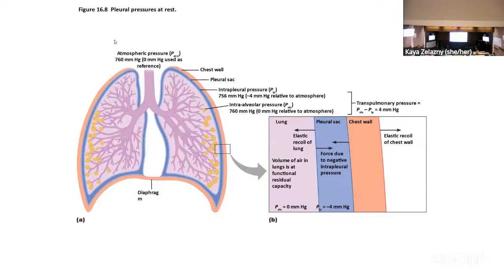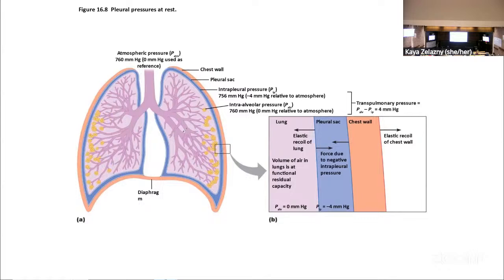So here we're just looking at your book's picture of what all this looks like. We see those little yellow clusters of grape-like alveoli, and we're taking a cross section across the lung in purple, the intrapleural space here in blue, and then the chest wall in red. And we're zooming in here.